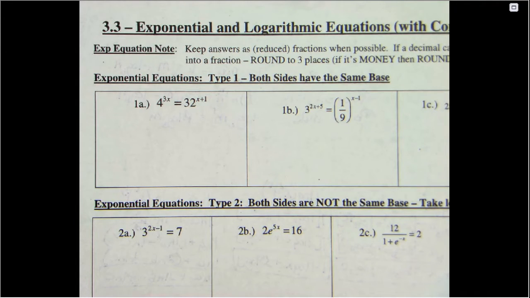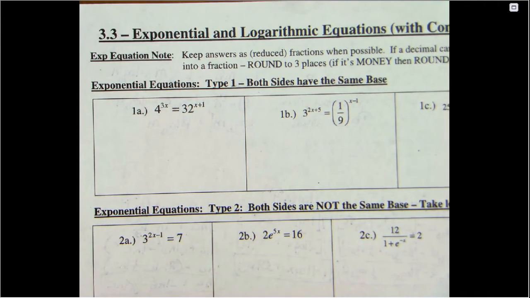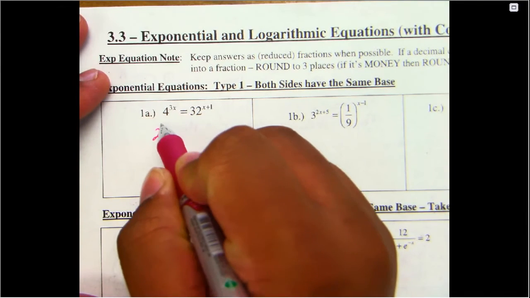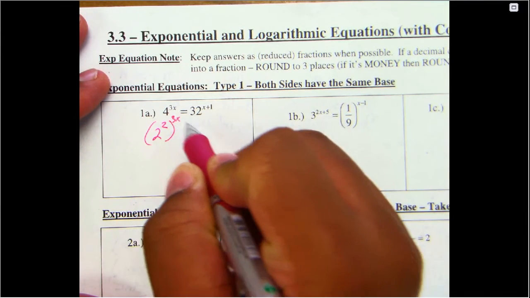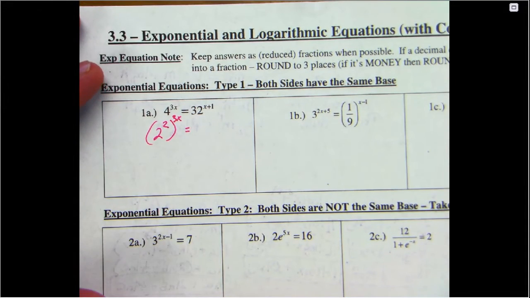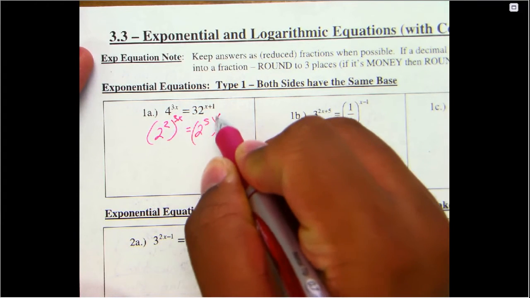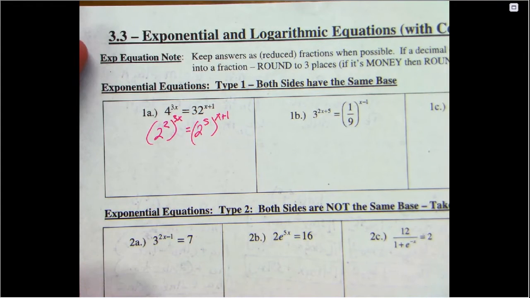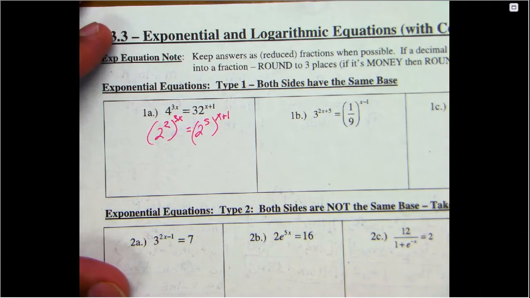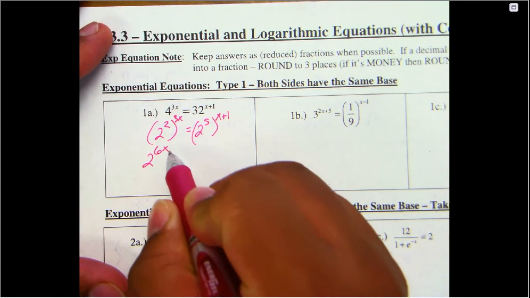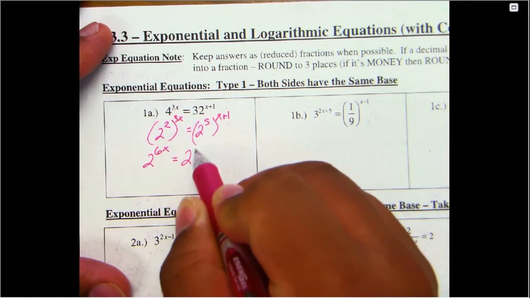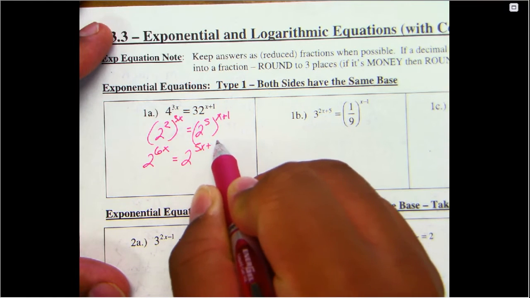A base of 2. So I'm going to change the 4 to the 3x into 2 squared to the 3x, because we know 2 squared is equivalent to 4. And what's 32 as a base of 2? 2 to the 5th. So 2 to the 5th to the x plus 1. Well, when I raise a power to a power, I multiply them, right? So that's 2 to the 6x equals 2 to the 5x plus 5.